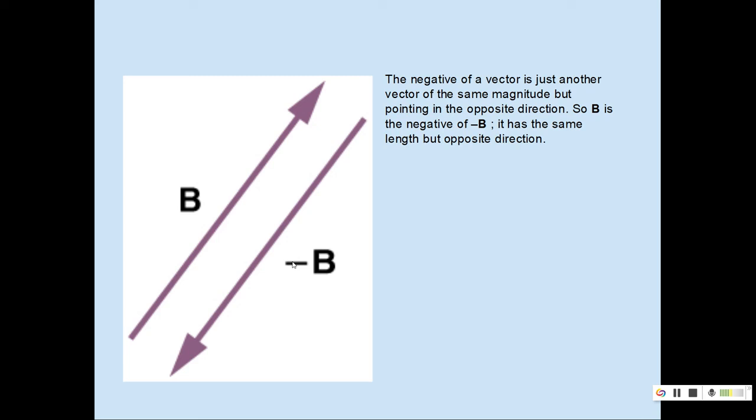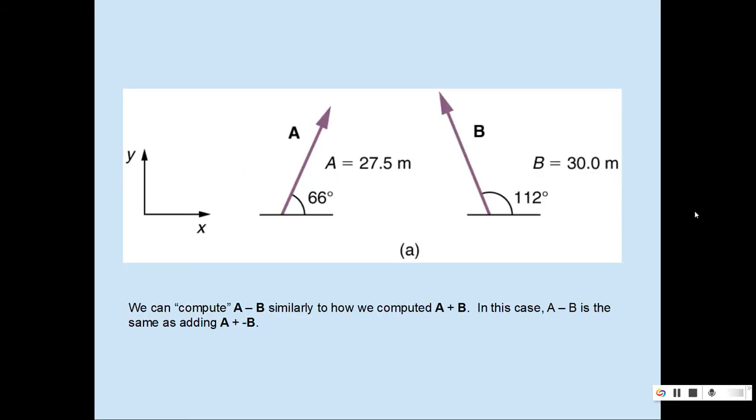So again, same length, opposite direction. You can also think of it as 180 degrees in the other direction. If you just add 180 to the angle of whatever you started with for b, that will give you the direction of negative b. Same length, opposite direction for the negative of a vector.